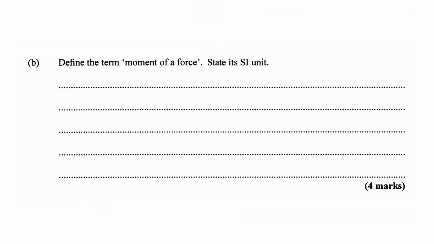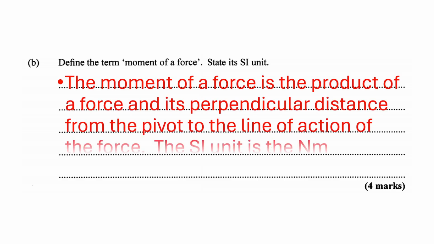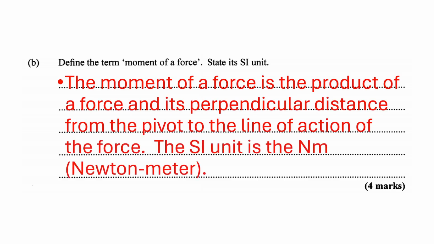Part B, define the term moment of a force and state its SI unit. So we could say that the moment of a force is the product of a force and its perpendicular distance from the pivot to the line of action of the force. The SI unit is the Newton meter.